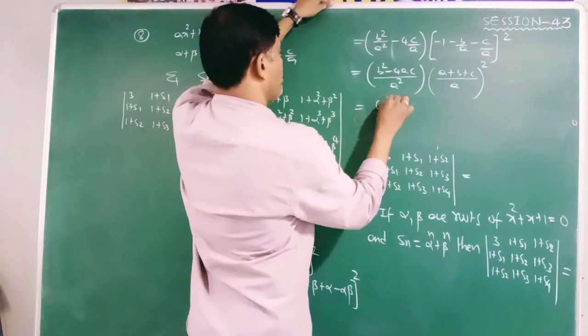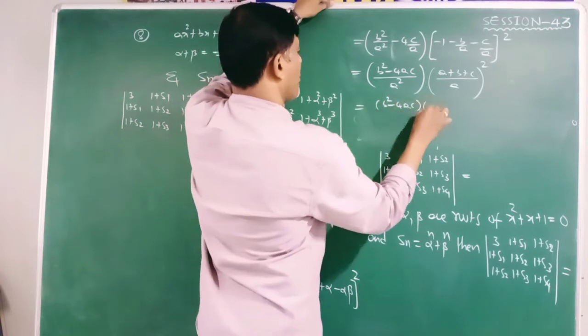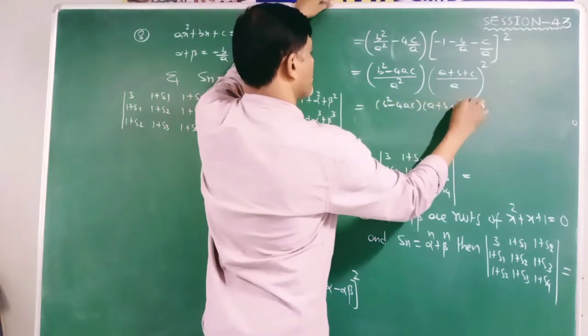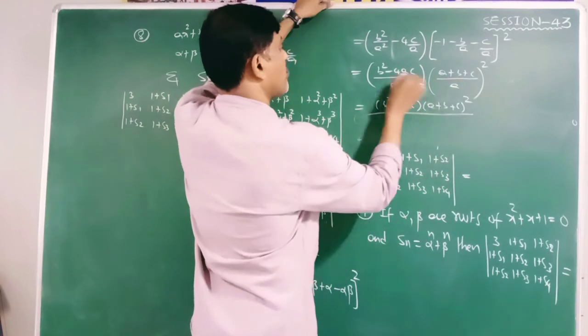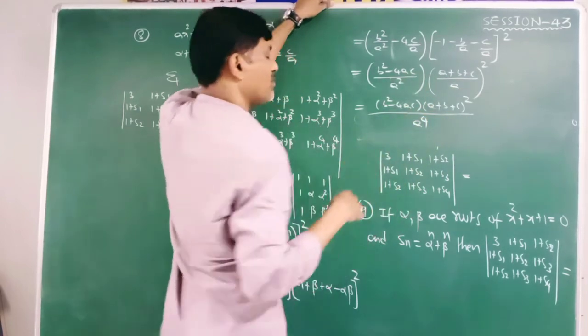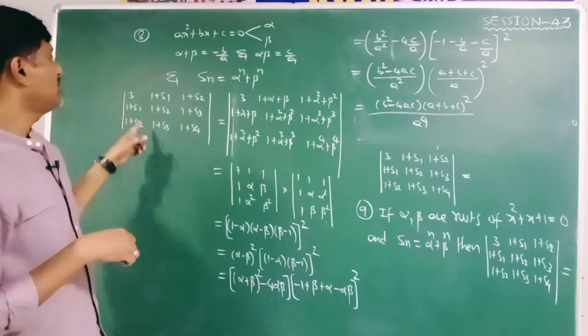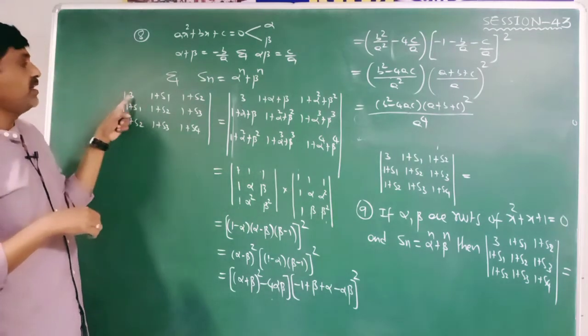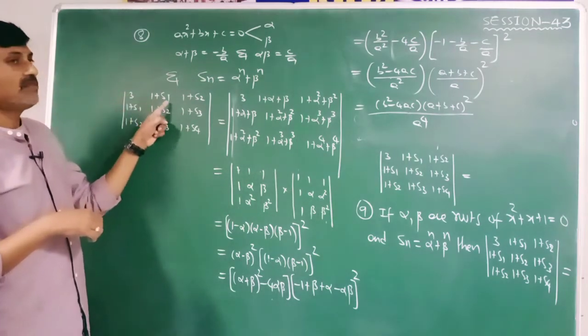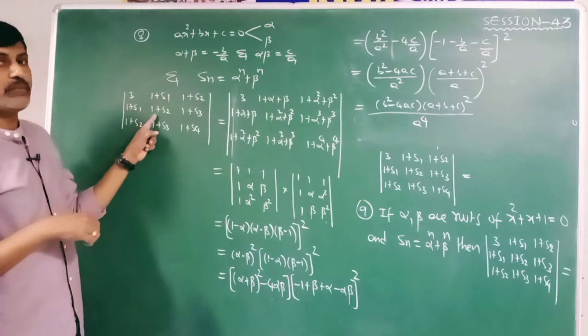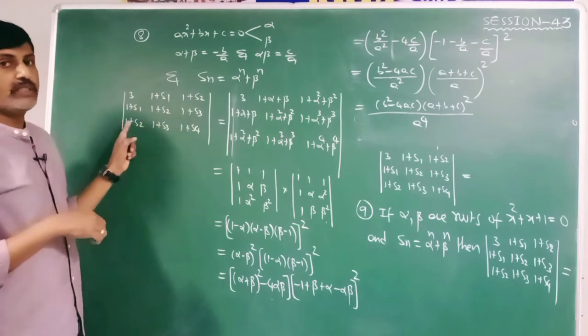Delta is equal to b square minus 4ac over a plus b plus c whole square. Here what? A square a power 4. Okay, this is the result of our question: the determinant of 3, 1 plus s1, 1 plus s2, 1 plus s1, 1 plus s2, 1 plus s3, 1 plus s2, 1 plus s.